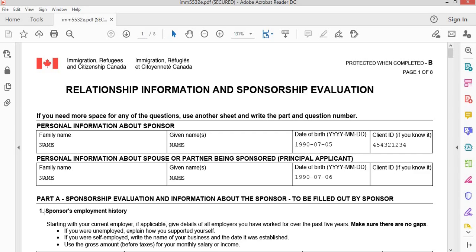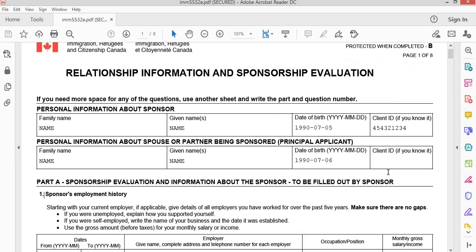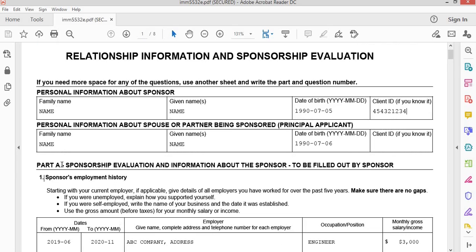First is personal information about the sponsor. Your first name and the last name is to be filled, date of birth, and the client ID. Client ID is also called the UCI number. It is a number which is mentioned on any of the previous files that you must have filed with CIC in the past. Every person is assigned one UCI number which is unique. So in case you have this number, you can fill it out. As you can see, this is not a mandatory field, but it is okay to fill this.